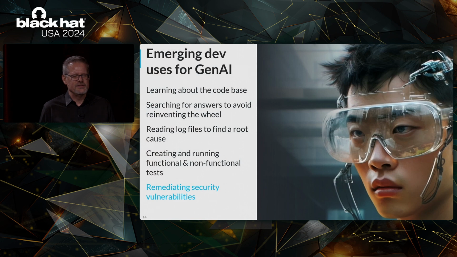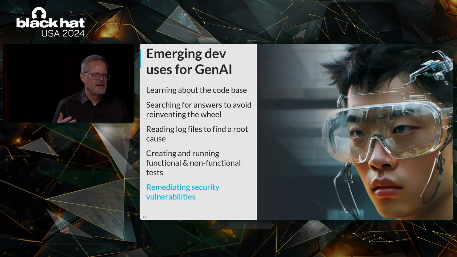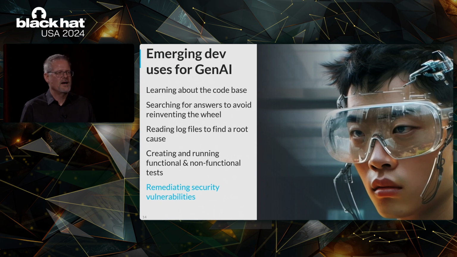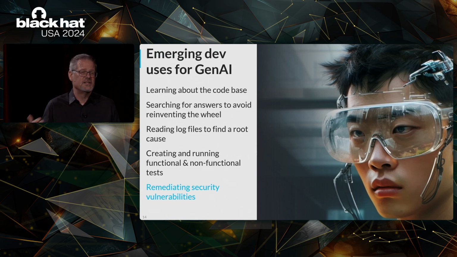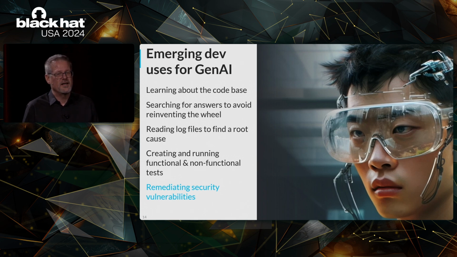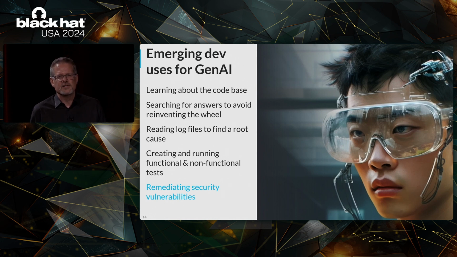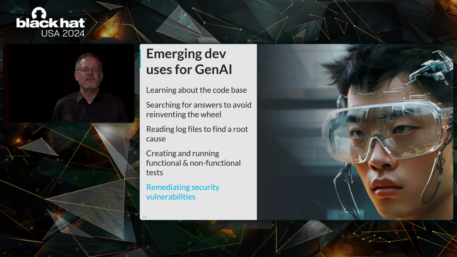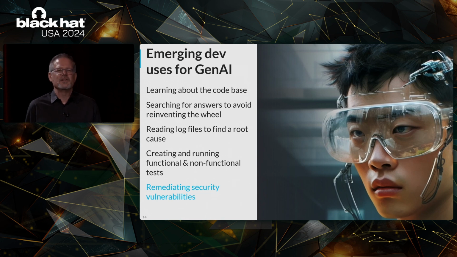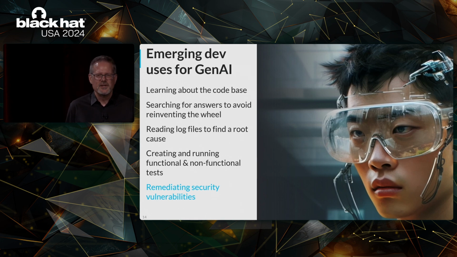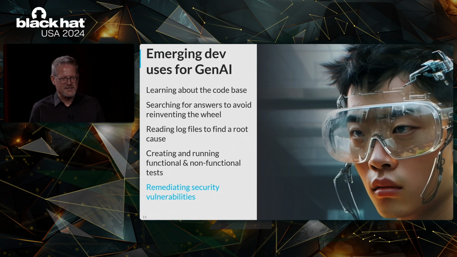There's also emerging uses that people are starting to use. Searching for answers, just development questions, reading log files to find the root cause of, not necessarily a vulnerability, but just a bug, right? Going through log files is very tedious, a lot of data, very hard to do debugging. So helping with debugging is a good one. And then running functional and non-functional tests. And then finally, remediating security vulnerabilities. And that's the other thing I want to talk about today. How can we use generative AI to fix all the problems that developers aren't getting to and generative AI is adding to?